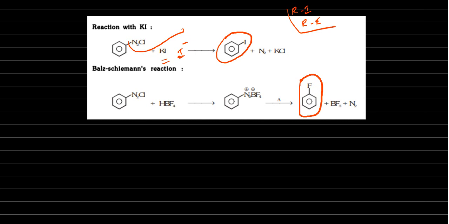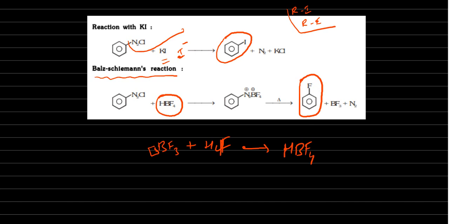But fluorobenzene is a little difficult. So we are taking first HBF4. How to remember this? See, we need fluorobenzene, so the fluorine agent we are taking is BF3. But BF3 is the electrophile. So in the presence of HF, it is forming HBF4, that is, H plus BF4 minus.